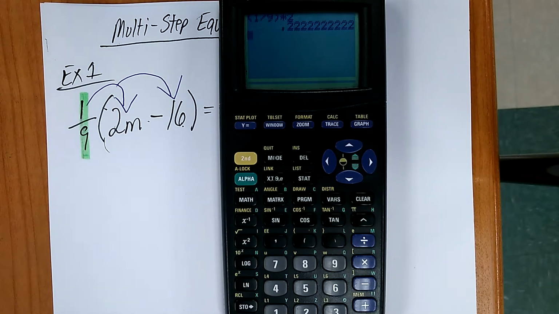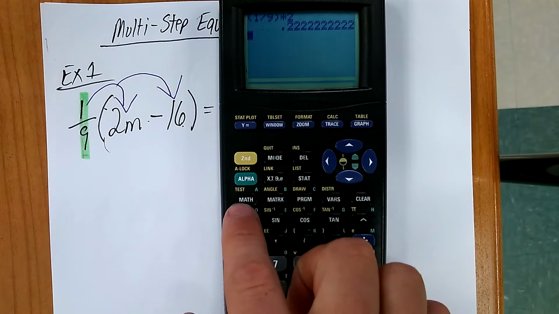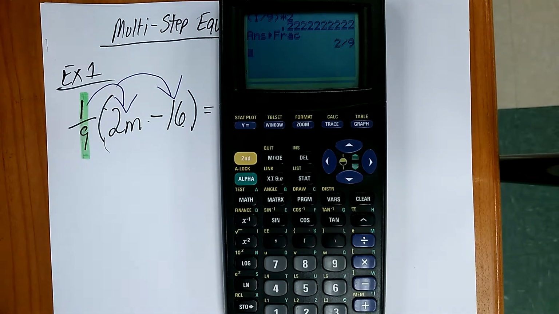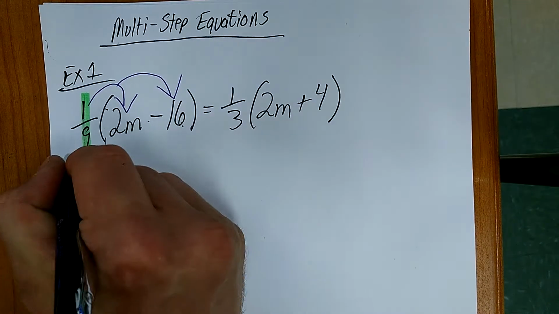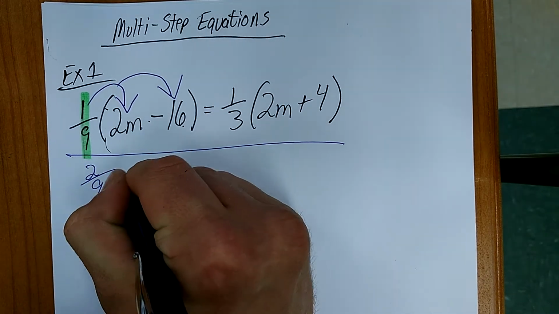So to get it out of decimal form, we're going to hit math, and then down in the bottom right hand corner, enter, enter. And we get 2/9 m. Let's go ahead and draw our line here. So we get 2/9 m.